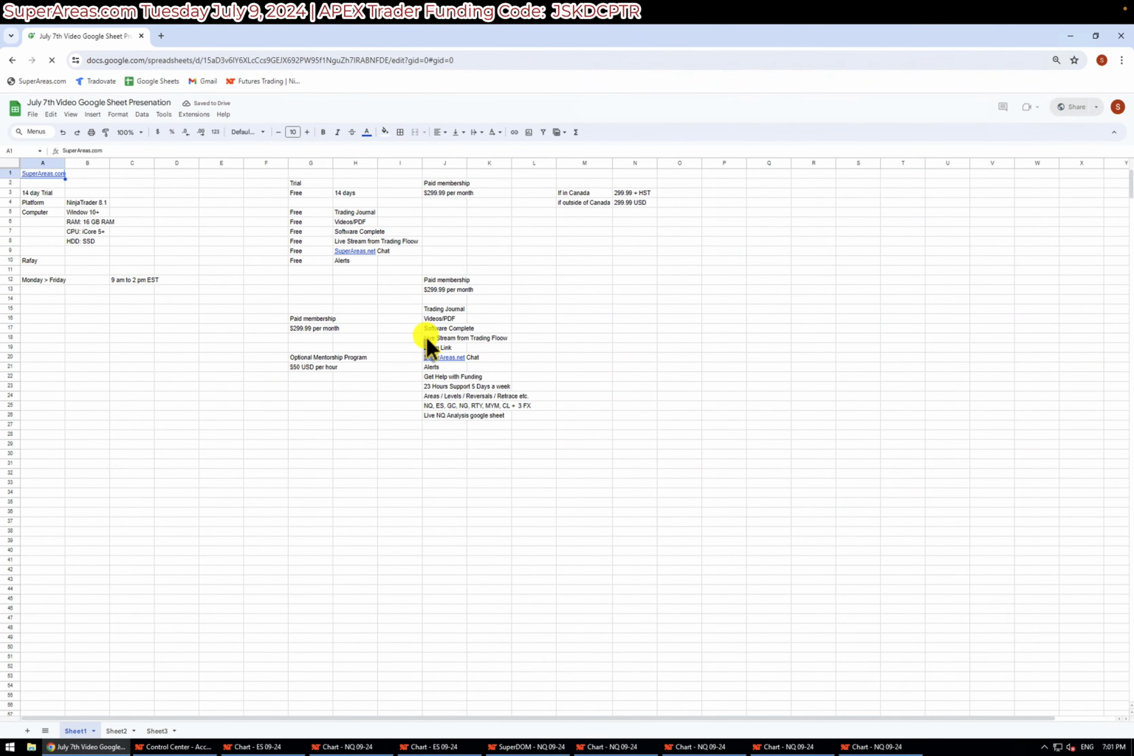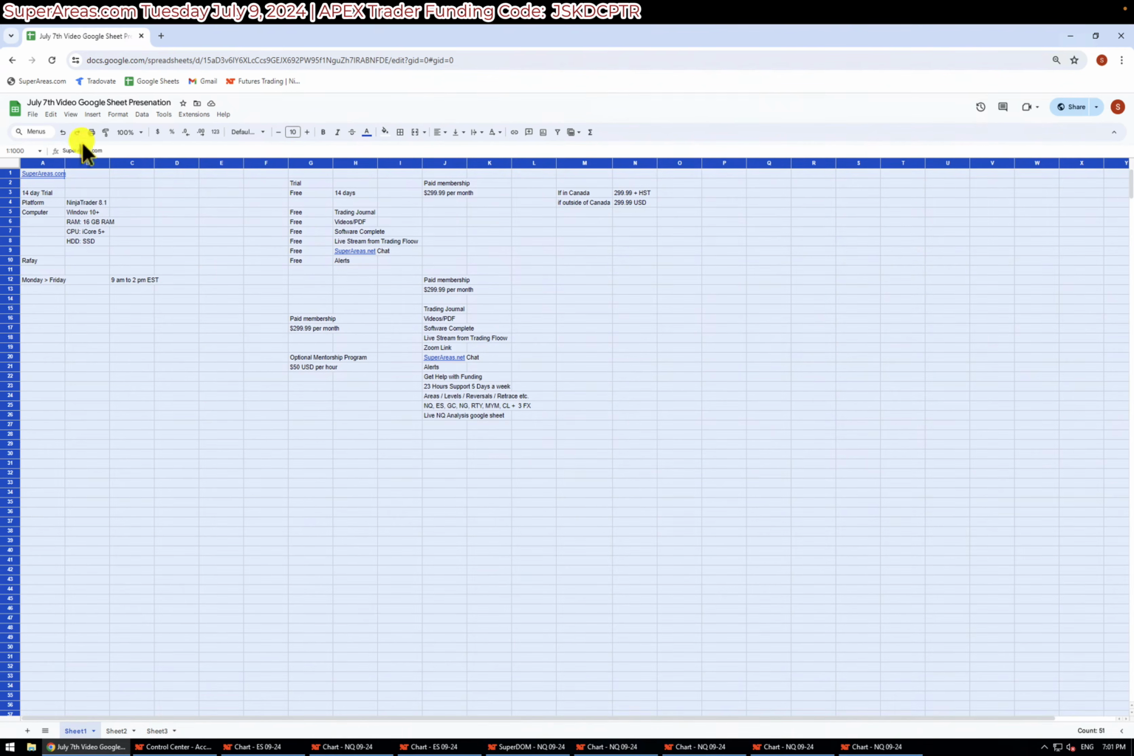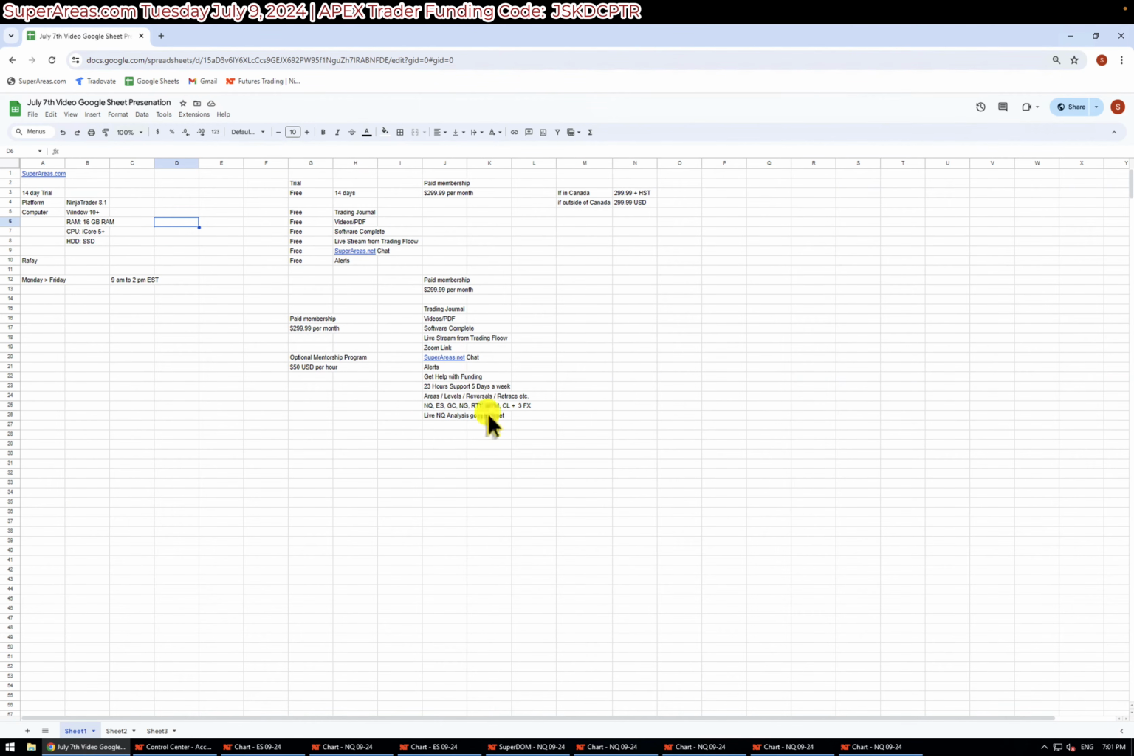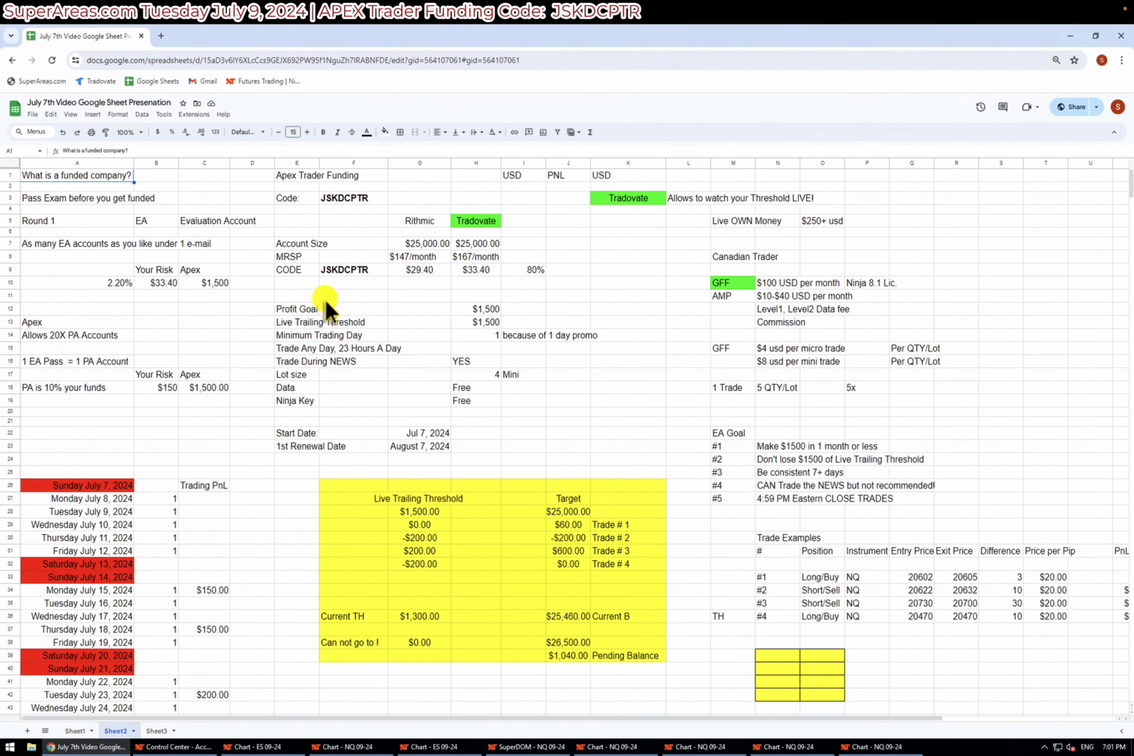I did a presentation. Quickly, the overview is to get into superareas.com. You can get a 14-day trial of our program, and you're able to see how our whole program works, and everything is written on this Google Sheet as well as on previous presentations that I've done online, and the videos there. Now, Sheet 2 explains how a funded company works, and I've explained that in previous videos: how to sign up, get an EA account, evaluation account, and the company that we analyzed was Apex Trader Funding.